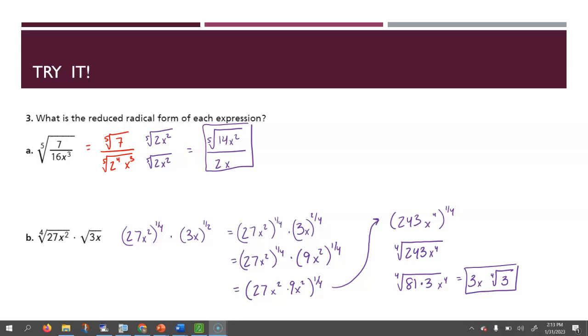So again, we figure that out by what's missing in our denominator. And so we want to have 5 of the same. So that's how we know what's missing. All right, so in the numerator, we'd multiply those together because they're under the same radical, underneath the 5th root. So 7 times 2 is 14. So we'd have 5th root of 14x squared in the numerator.